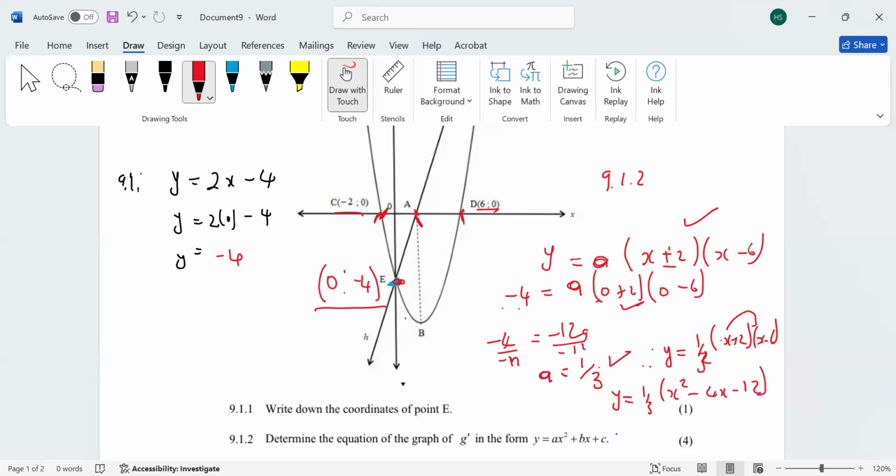What do you get? y is equal to 1 over 3 x squared, this one multiplied by this one. Then minus 4 over 3 x, this one and this one. Minus 4, yes. So we're done. Then we get a mark for our final answer. Okay, what's next?